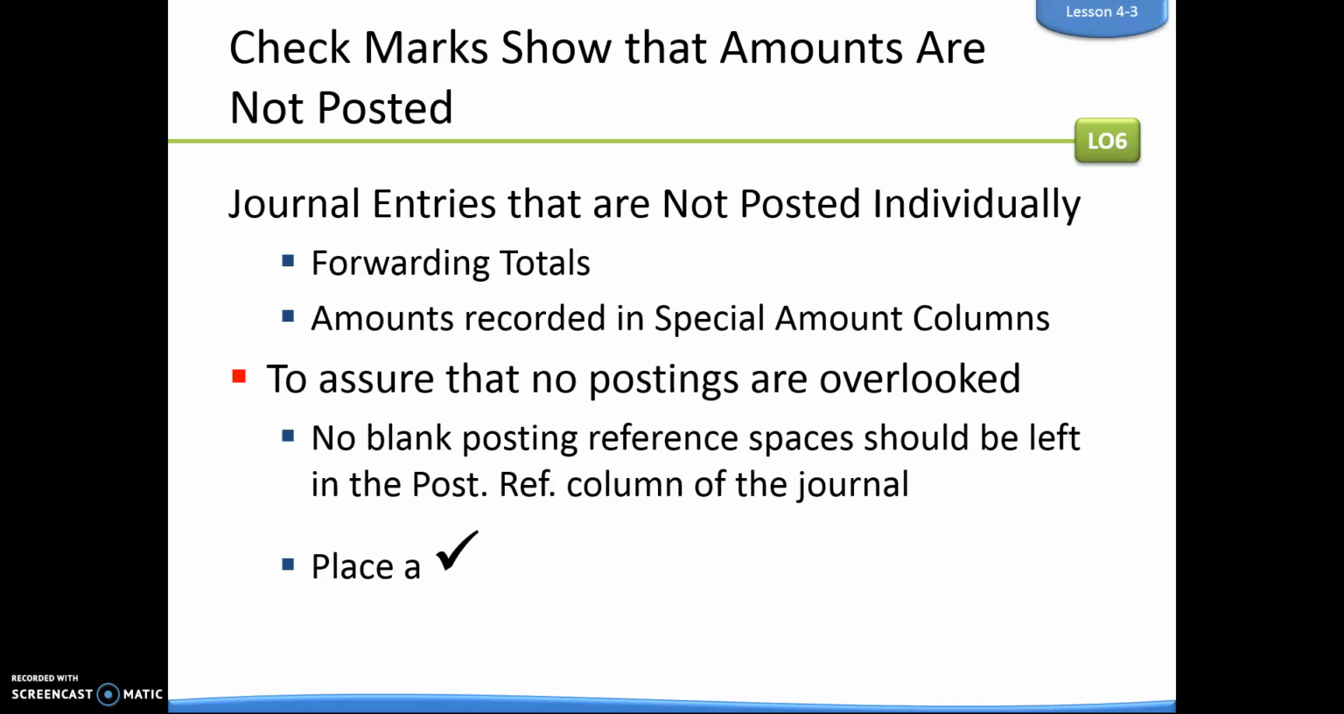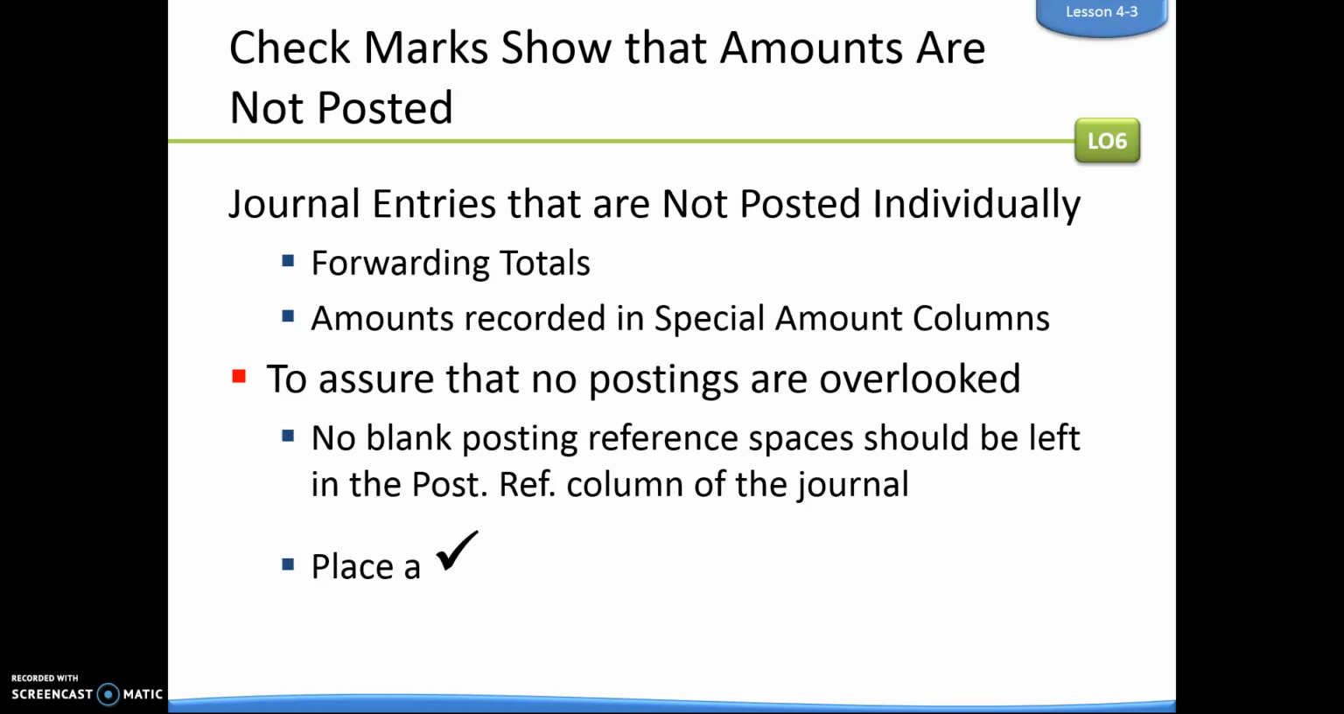So, journal entries that are not posted individually, okay? There are certain amounts. There are our forwarding totals. Now remember, our forwarding totals is when we get to the end of a journal page and it says we're carrying forward. We do not post those amounts, okay? Also, any amounts that are recorded in the special amount columns, as I mentioned yesterday.